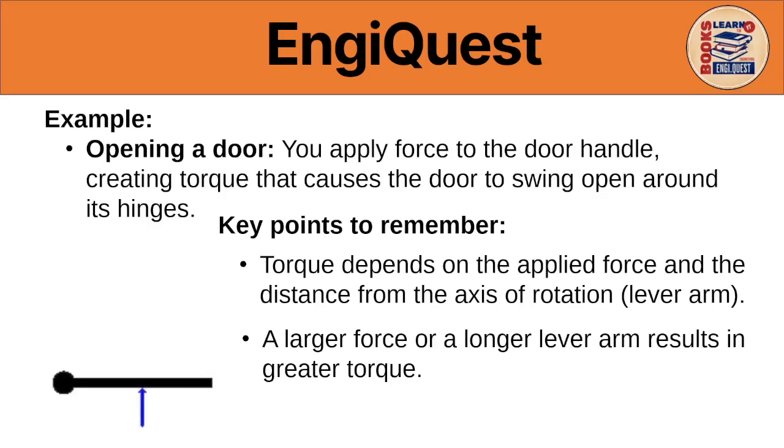For example, you apply force to the door handle, creating torque that causes the door to swing open around its hinges. Key points to remember. Torque depends on the applied force and the distance from the axis of rotation. A larger force or a longer lever arm results in greater torque.